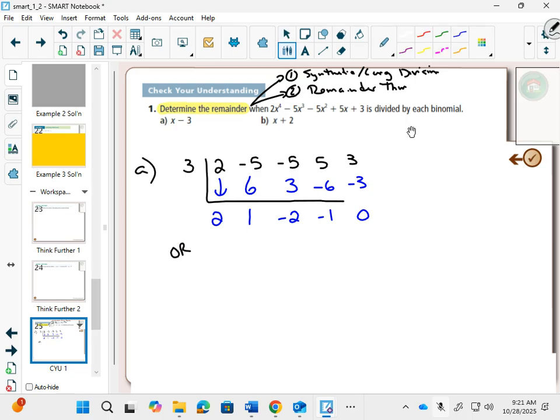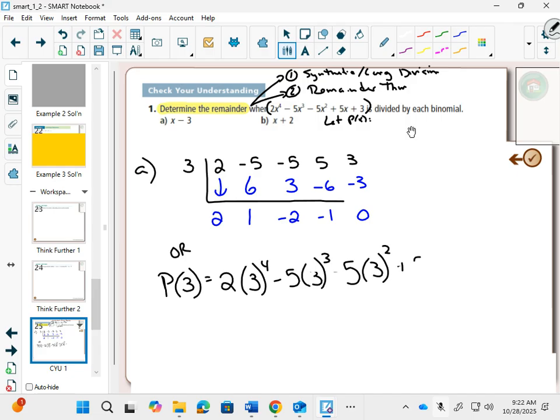Or you could have put this in brackets and let p of x equal this. So now I've introduced p of x. I would need to figure out what p of 3 is. So I would plug in 3 for every x. And now I've got some mental math. 3 to the 4? What's 3 to the 4th power? 3 times 3 times 3 times 3.